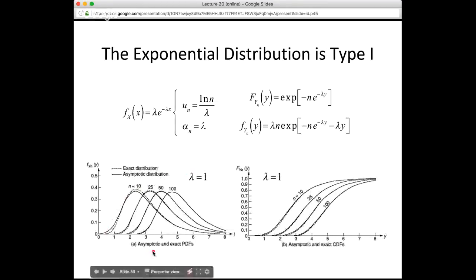And here I'm showing from the book a comparison, for the choice of lambda equal to 1, of the exact and asymptotic distributions for various choices of sample sizes. And you can see even for n equal to 10 that there's a pretty good match between the PDFs for the exact and asymptotic distributions, but that the match becomes essentially perfect as you go to a sample size of 100 or greater. And same for the CDF version here.